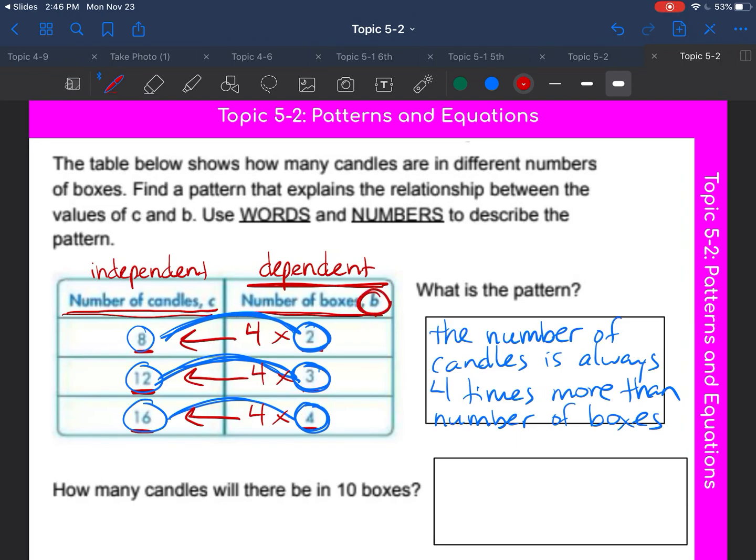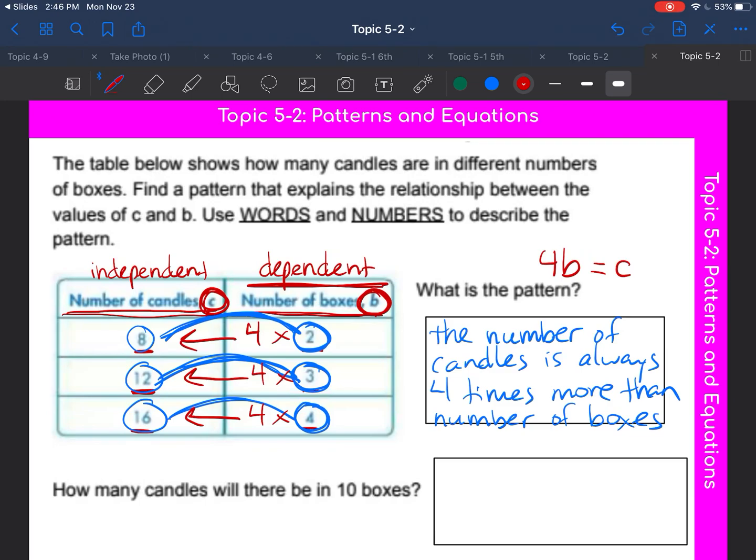So the number of candles C is always 4 times the number of boxes B. So an equation we can write, if B is boxes, we can say 4B, 4 times the number of boxes. We can put a dot there if we want, or we can smush them together. 4 times the number of boxes is going to equal candles.